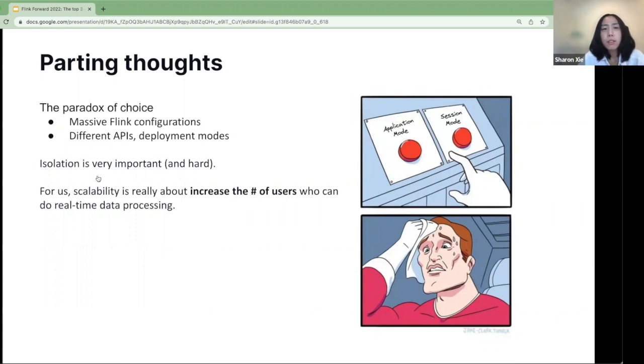The key is to offer real-time data processing as a service with, one, multi-tenancy support that would reduce the cost, and two, an added layer of abstraction to make it easier to use.